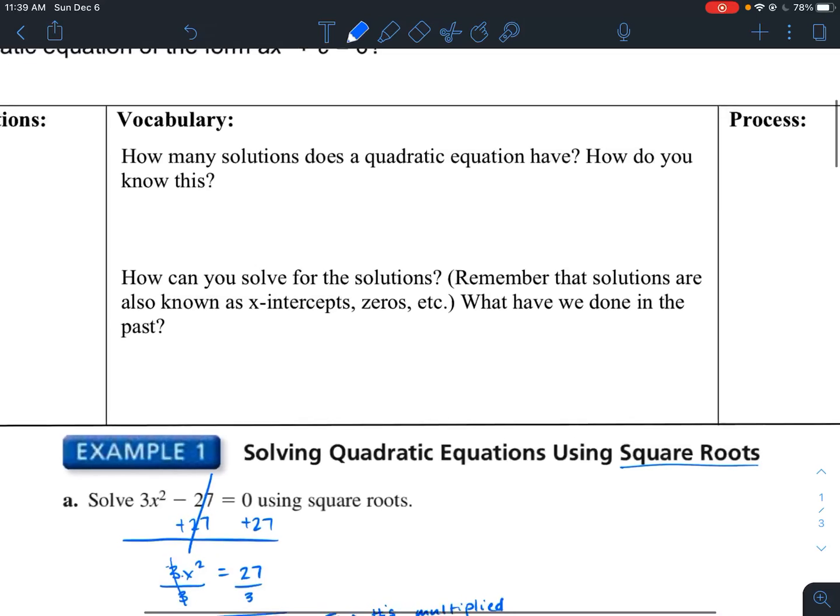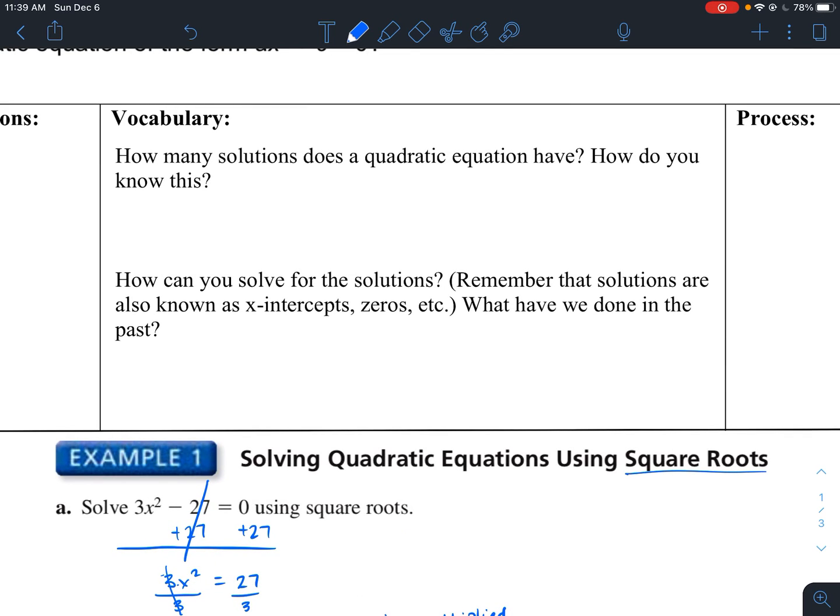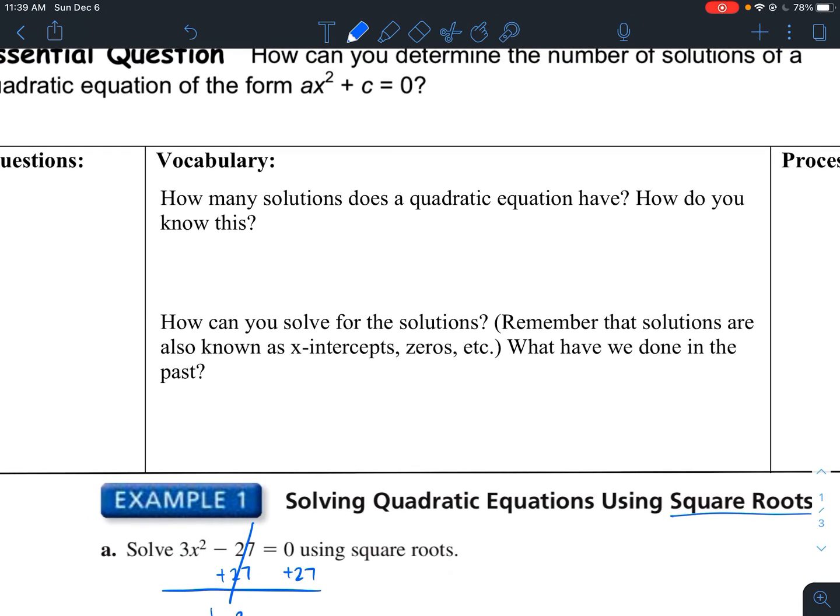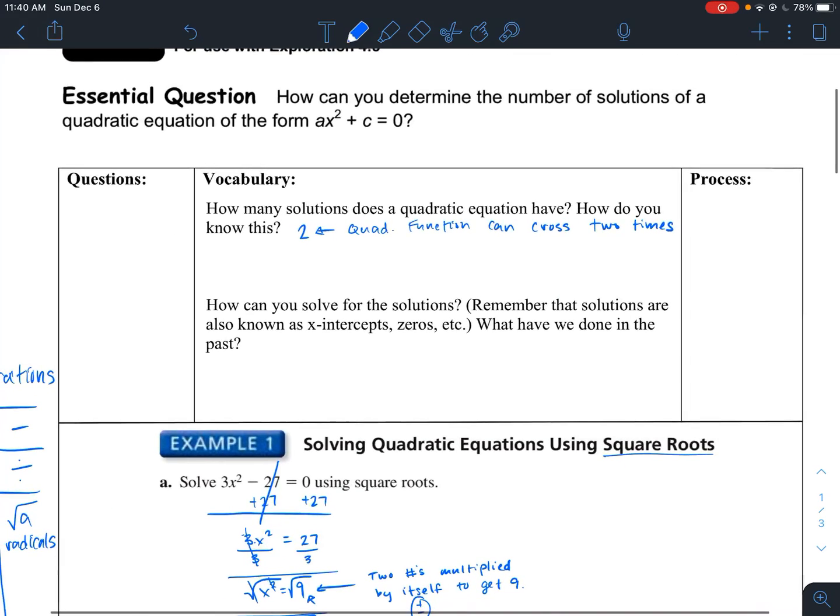So let's come back up here. How many solutions does a quadratic equation have? How do you know this? Well, I know that it can have two. How do I know this? Well, if you think about it, when you graph a quadratic equation, it can cross at 2 times. So a quadratic function can cross the x-axis 2 times.